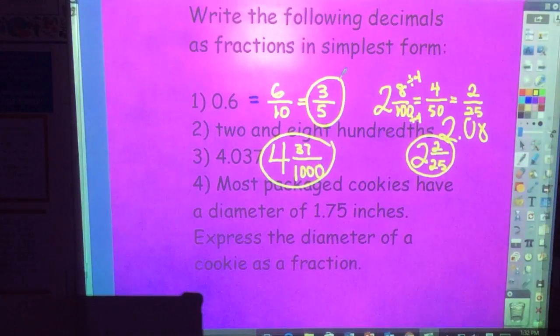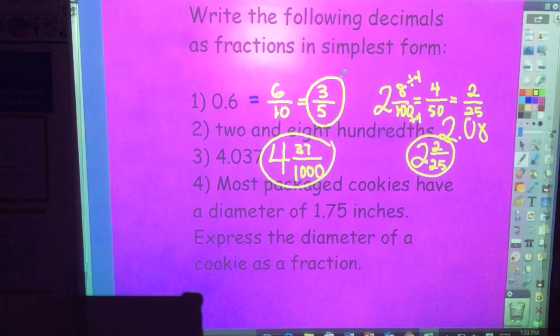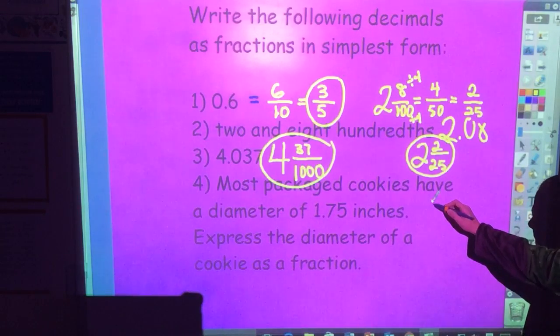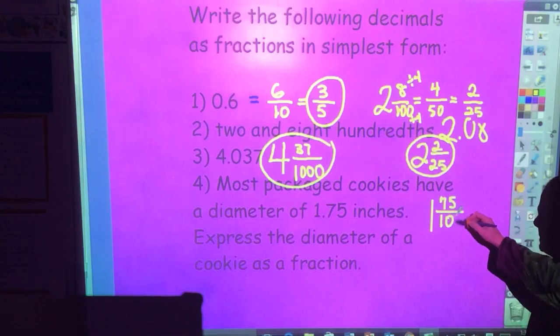Right, last one was a word example, real life example. Most packaged cookies have a diameter of 1.75 inches. Express that diameter as a fraction. Okay, so if we read that correctly, that is 1 and 75 over 100.